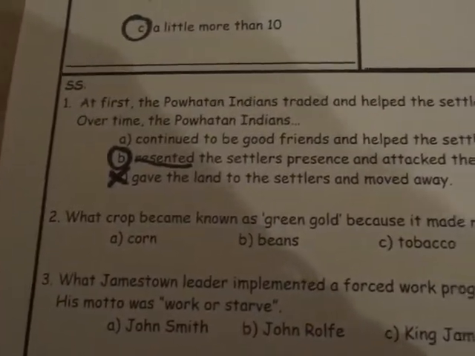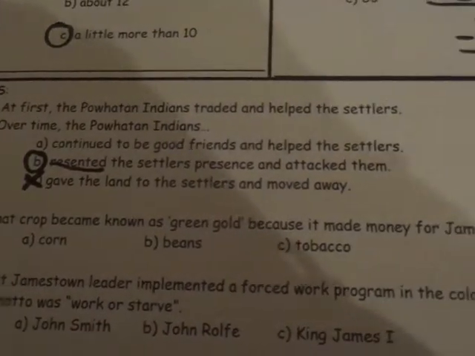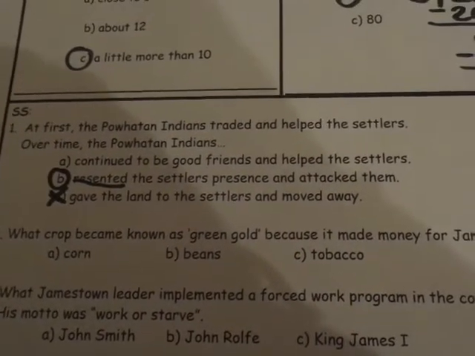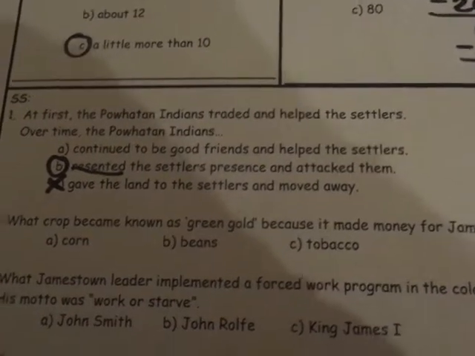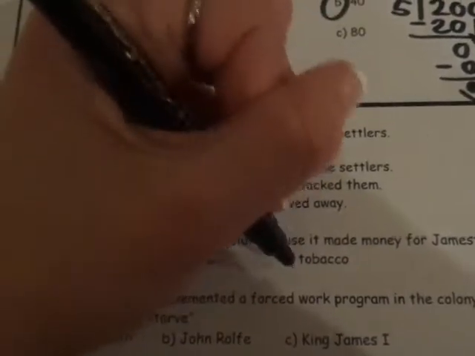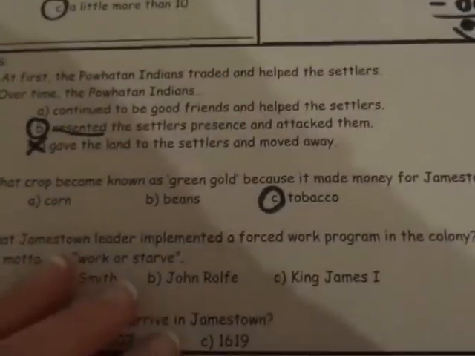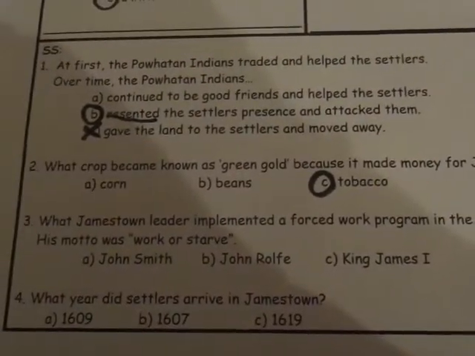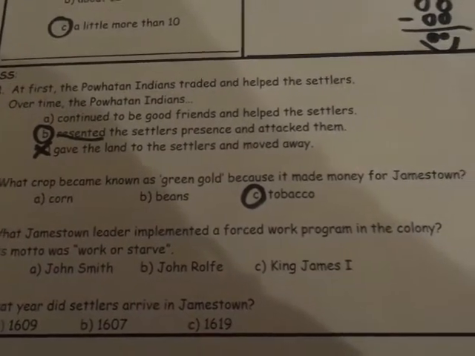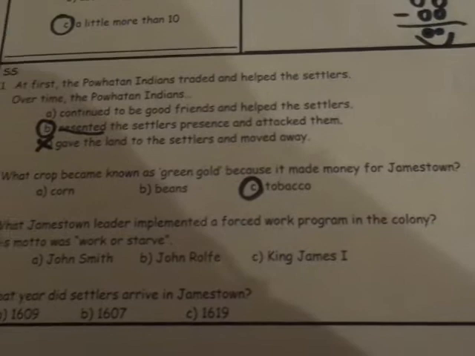Number 2, what crop became known as green gold because it made money for Jamestown? A, corn, B, beans, C, tobacco. You know this. The cash crop was? Tobacco. Green gold, yeah.